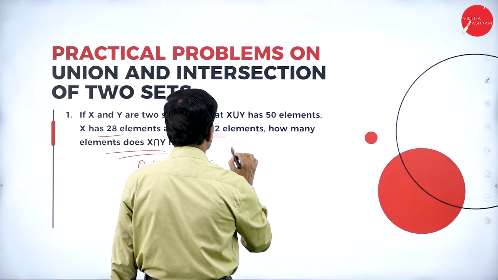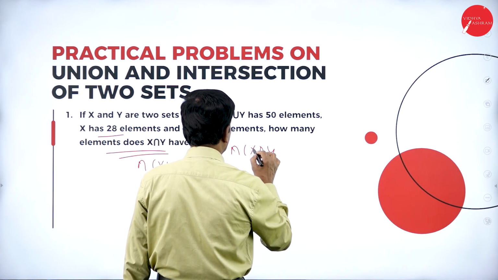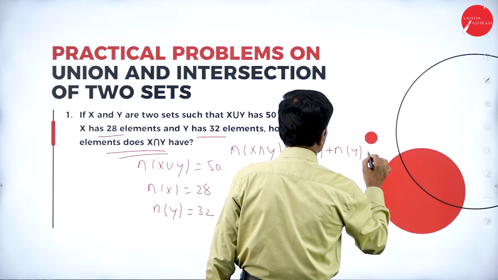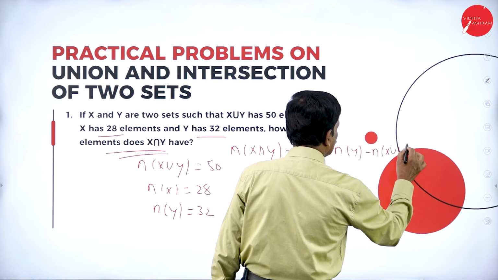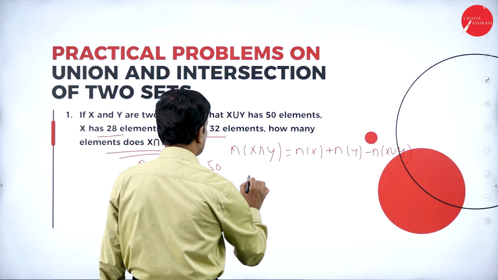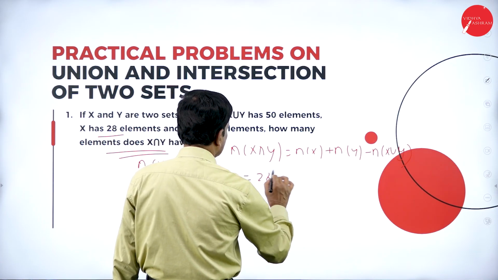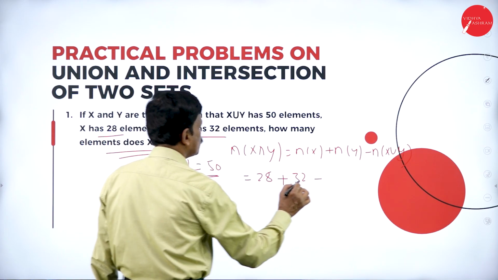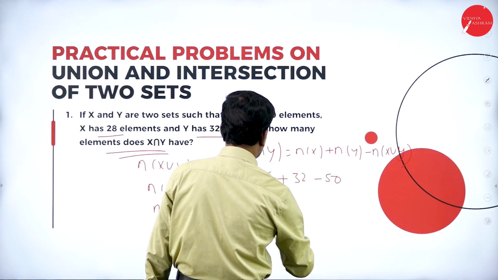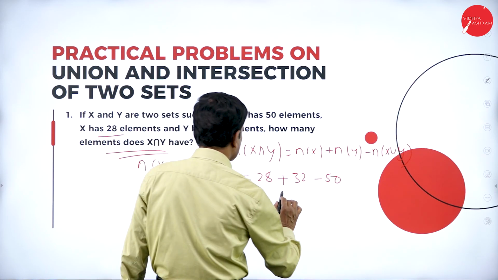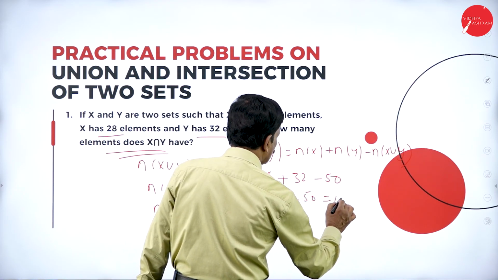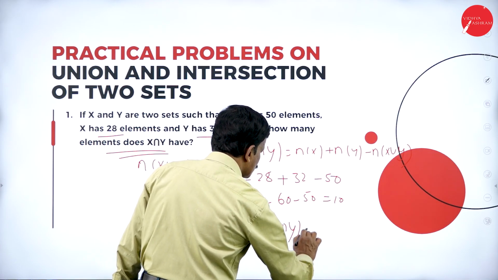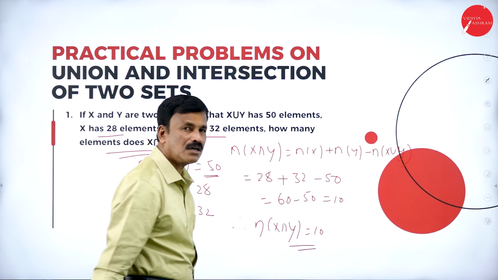We have the formula n of X intersection Y is equal to n of X plus n of Y minus n of X union Y. So n of X intersection Y is 28 plus 32 minus 50. 32 plus 28 is 60, minus 50, that's equal to 10. Therefore, the number of elements in X intersection Y is 10. 10 elements are common. That's it.